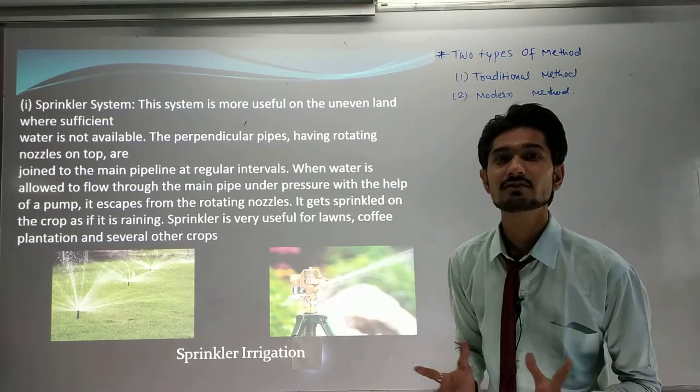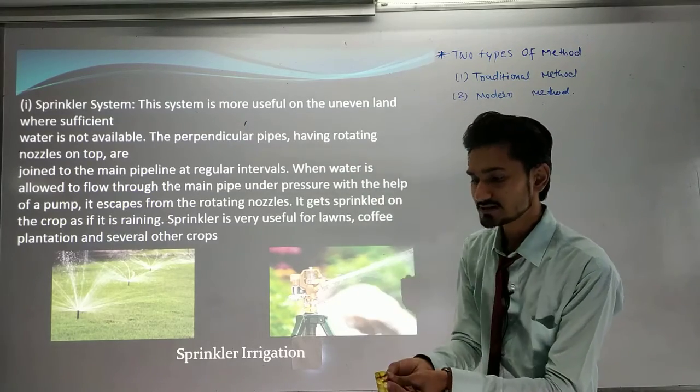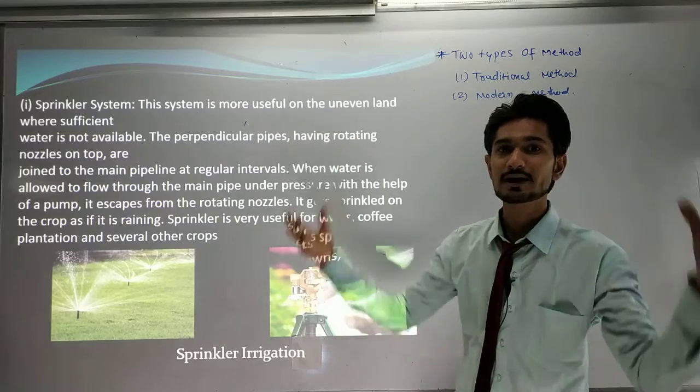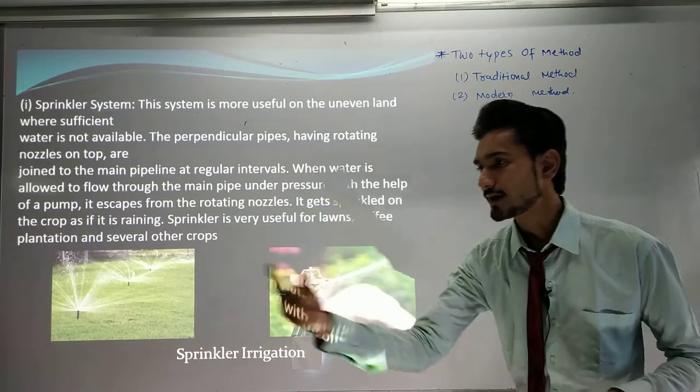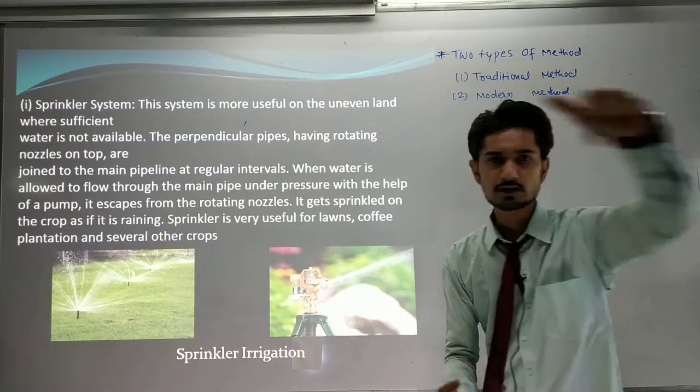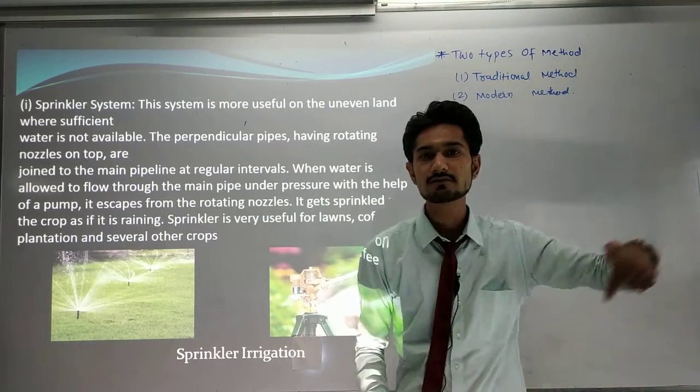Have you ever seen fountains? In fountains, have you seen the water spreading much more? Okay, so this kind of phenomenon happens. The pipe is rotating, and it also circulates the water over the whole field.